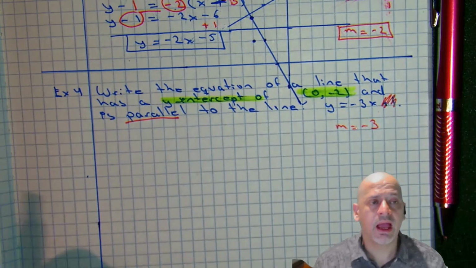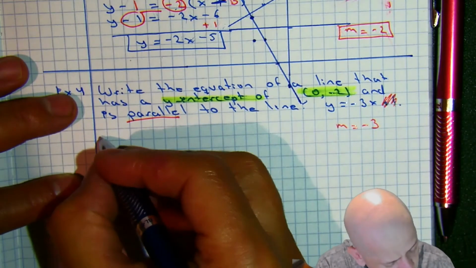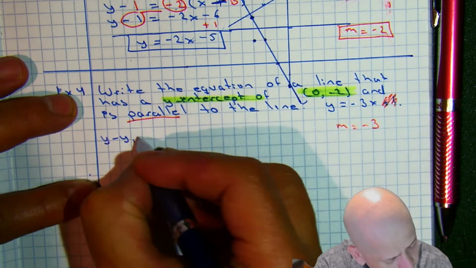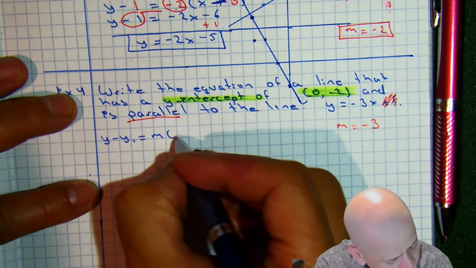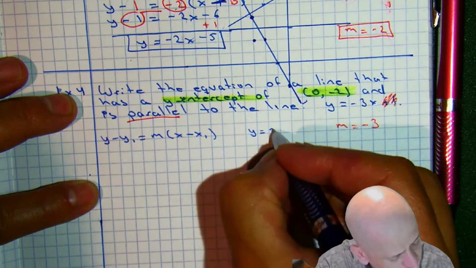And now, I have a question for you. Which equation should I use? y minus y1 equals m times x minus x1, or y equals mx plus b?